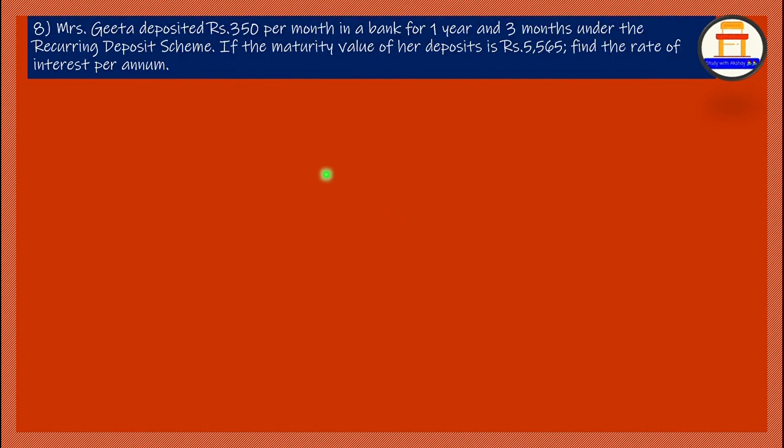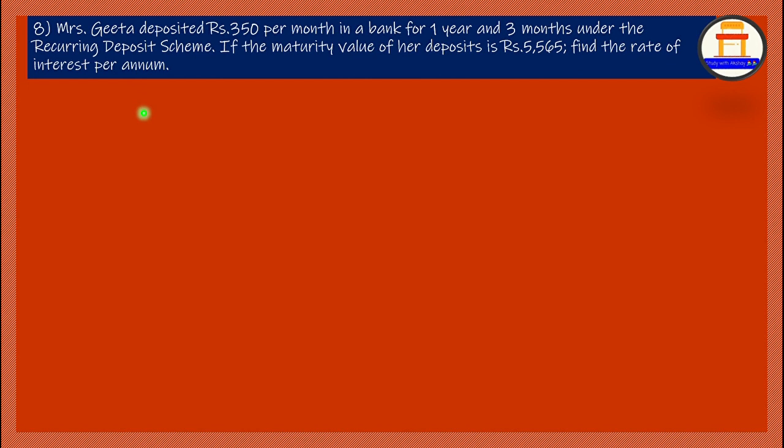Let's go with the next problem, that is the 8th question. Mrs. Geeta deposited rupees 350 per month in a bank for 1 year and 3 months under the recurring deposit scheme. If the maturity value of the deposit is rupees 5,565, find the rate of interest per annum.